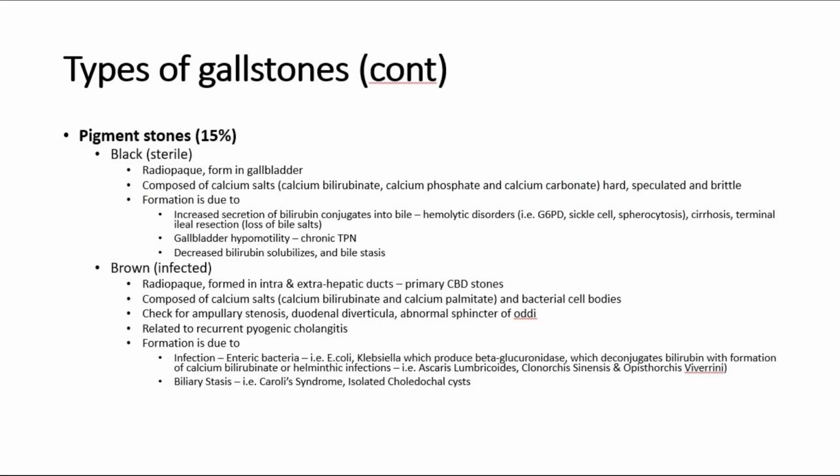Pigment stones are the minority, 15%. It can be black and sterile, which is radiopaque, formed in the gallbladder. Composed of calcium salts, hard, spiculated, and brittle. Formation is due to increased secretion of bilirubin conjugates into bile, gallbladder hypomotility, decreased bilirubin solubilization, and bile stasis.